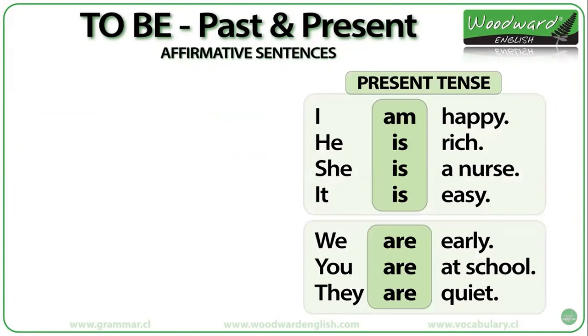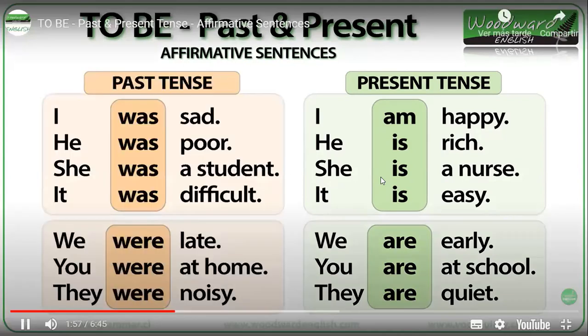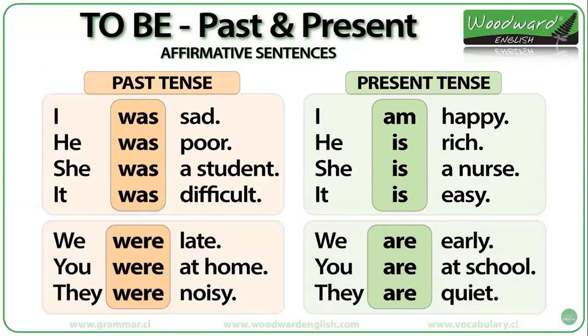Let's quickly look at to be in the simple present tense. I am happy. He is rich. She is a nurse. It is easy. We are early. You are at school. They are quiet. To be in the simple past tense is as follows.